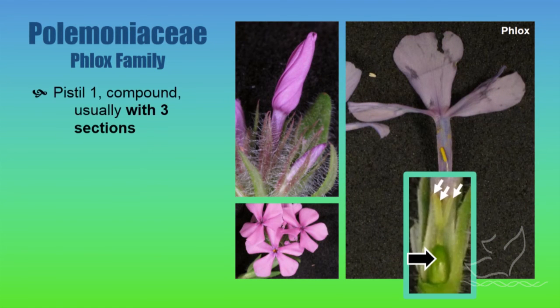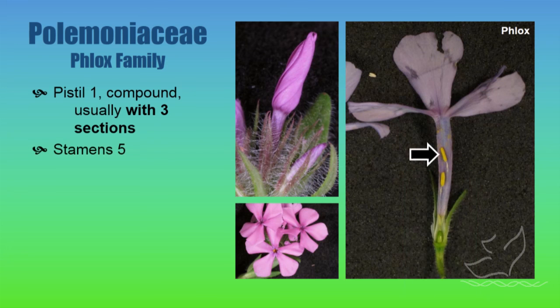Pistil is one in compound. It has 3 sections in it, and you can see that in the enlargement, the inset of the pistil. You'll notice there are 3 distinct stigmas attached to the style, indicating the 3 sections of the pistil. Stamens are 5. So in this picture you see the flower has been split open lengthwise. So 3 stamens on one side, 2 on the other.